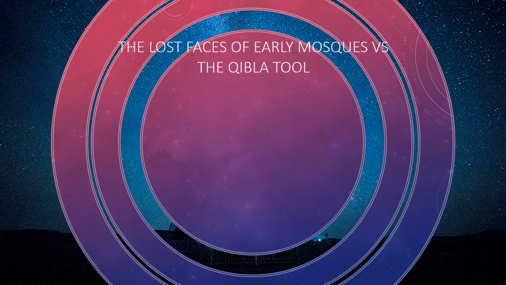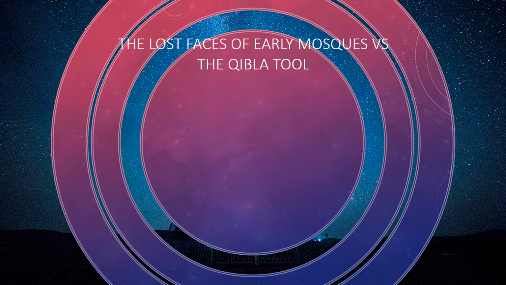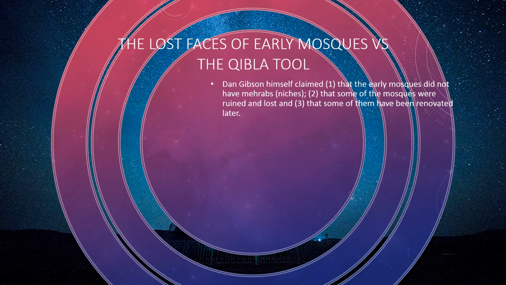The lost faces of early mosques versus the Qibla tool. Dan Gibson himself claimed, one, that the early mosques did not have mihrabs, niches; two, that some of the mosques were ruined and lost; and three, that some of them have been renovated later. We think he was right in all three assumptions.